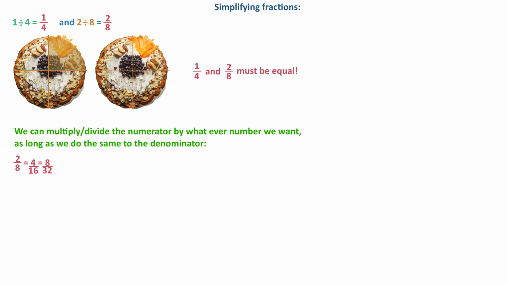So you can see now that we can write any fraction in a load of different ways. We can write 1 over 4 as 1 over 4, or we could write it as 2 over 8, 4 over 16, 8 over 32, and so on and so on.